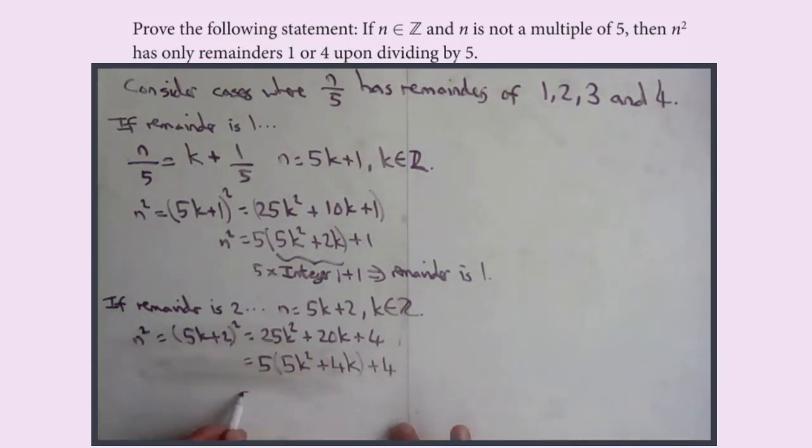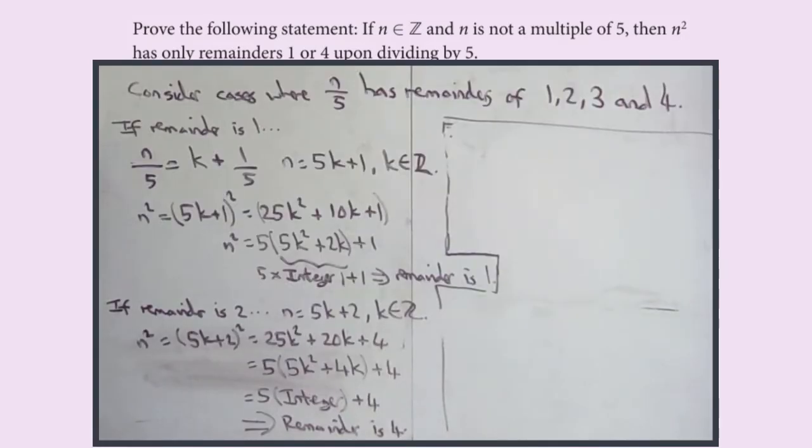So this is 5 times an integer plus 4. That means n squared can be written as 5 times some integer plus 4. The 5 times an integer bit is clearly a multiple of 5. The plus 4 means that it has a remainder of 4 if it was divided by 5. Remainder is 4.